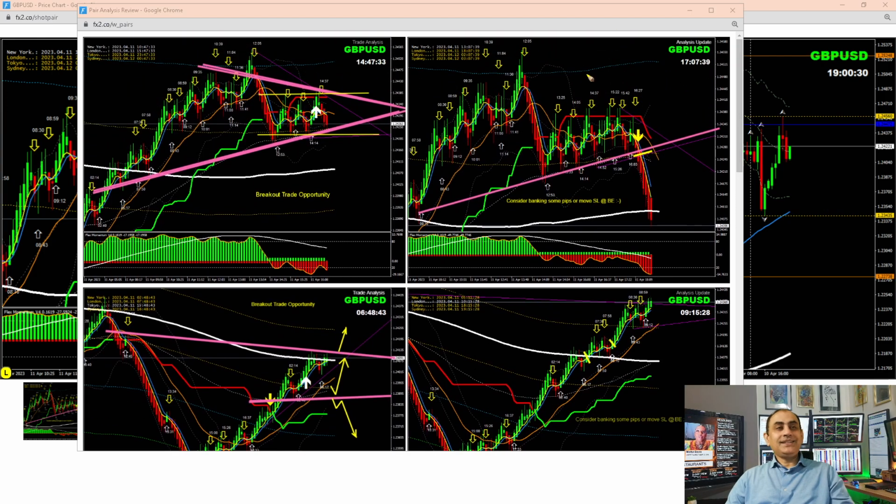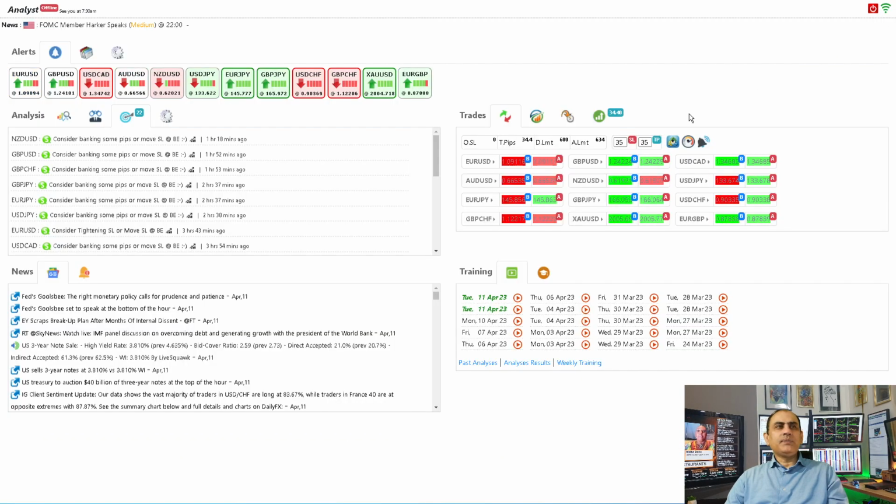Amazing. And at the New York session, pretty straightforward. You can see here we have impulsive, so this is the correction. And beautiful breakout, nicely hit the profit target around the support level. We banked amazing profit on short on pound dollar.